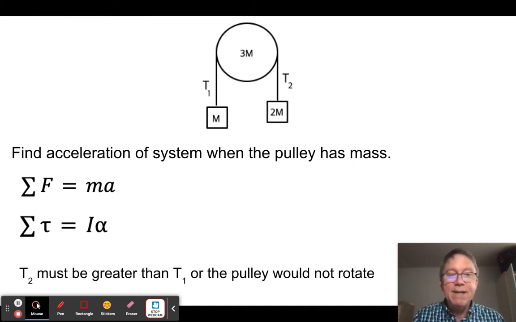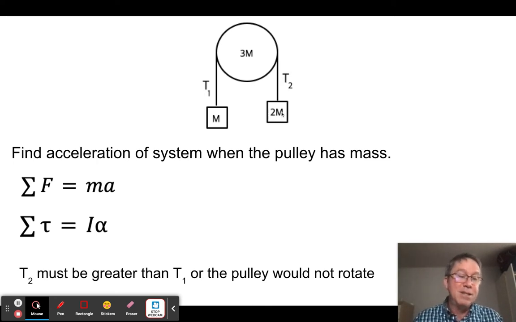But if they don't do that, now we've got to deal with the sum of the forces equals ma, and the sum of the torques equals I alpha. Once again, I know this is going to have to be the direction of rotation. This is going to win because this is twice the force that is here. But I hope we remember, the tension force here cannot be 2mg, because otherwise this thing wouldn't go anywhere.